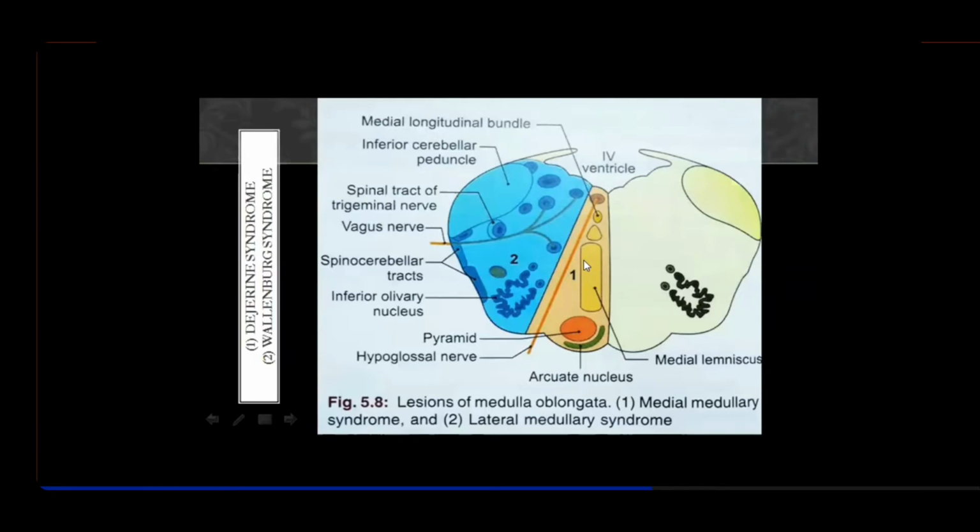So if it's damaged here, what happens? The sensations on the opposite half of the body will not ascend up, right? So there will be sensory loss on the opposite half of the body. So both hemiplegia and sensory deficit on the opposite half of the body. These are two important features of medial medullary syndrome.